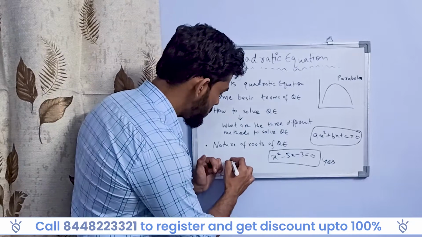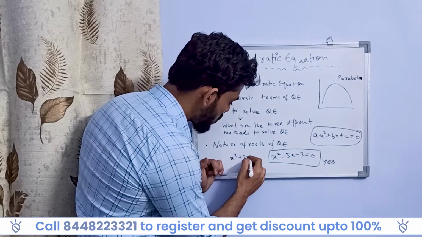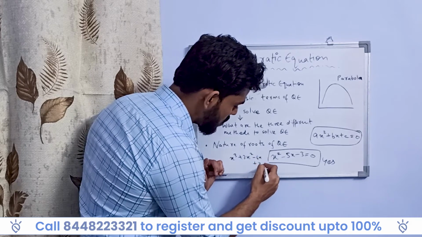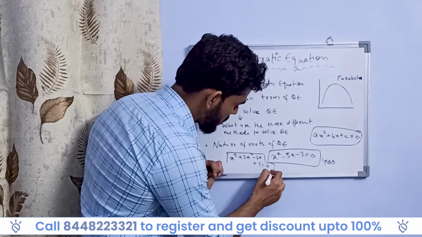Now let me give you some other example of it. For example, the question says x cube plus 2x square plus 6x plus 3 is equal to 0. Now this is your equation actually.